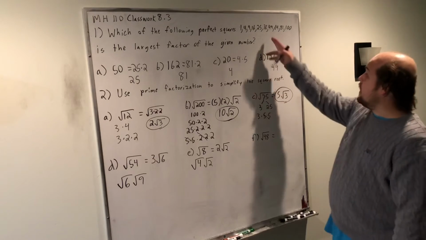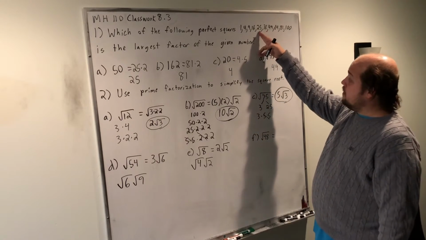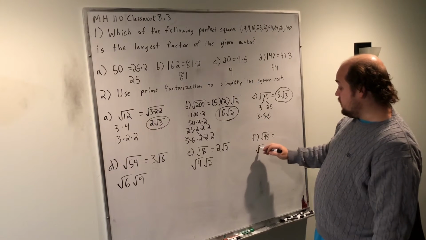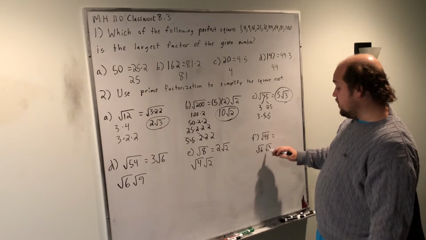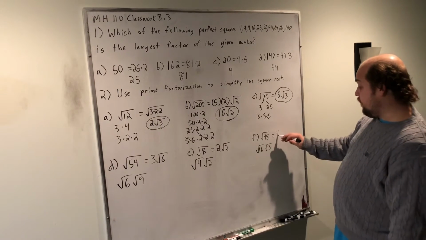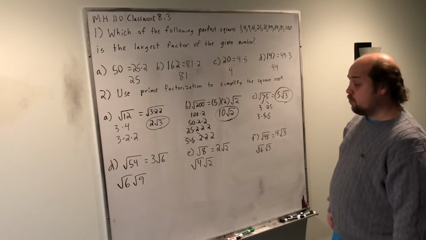When I try 48, 36 doesn't go in, 25 doesn't go in, 16 does go in. It goes in 3 times, so this can be split into root 16, root 3. Root of 16 is 4, so my final answer is 4 root 3.